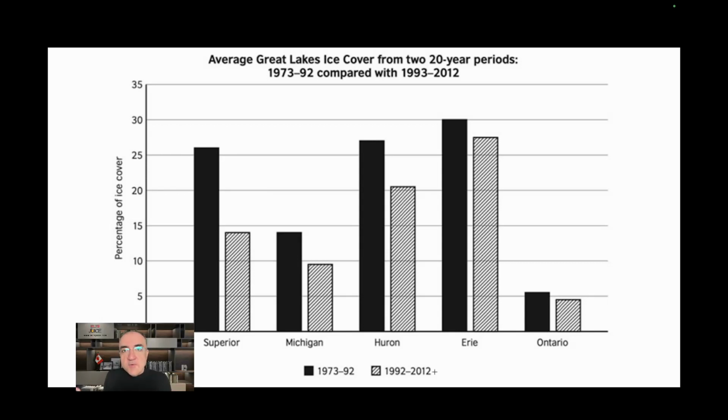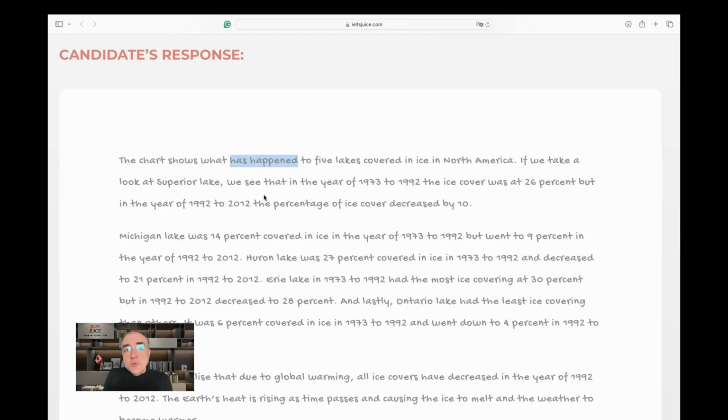What is the present feature of this? We don't have any information. We don't know if Lake Ontario has ice cover or not in the year 2013, 2014, 2020. We don't know. We don't have that information. How can we claim that it shows what has happened?